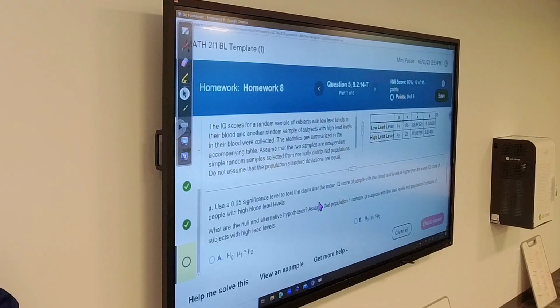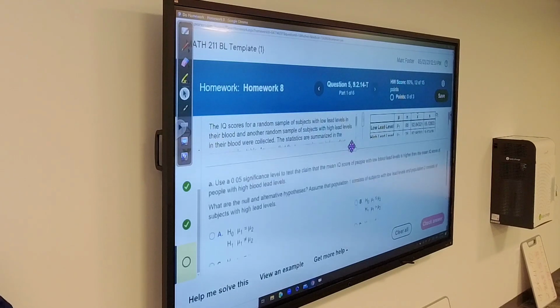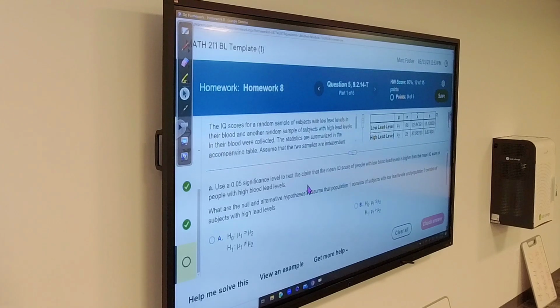And what am I checking? What is going on here? Lead levels in your blood. That's probably not good to have lead in your blood. And somehow it's going to affect your IQ. And I wouldn't think it's going to make you smarter, but I really don't know. I'd have to conduct my test first to see. Does having lead in your bloodstream lead to different IQ scores?